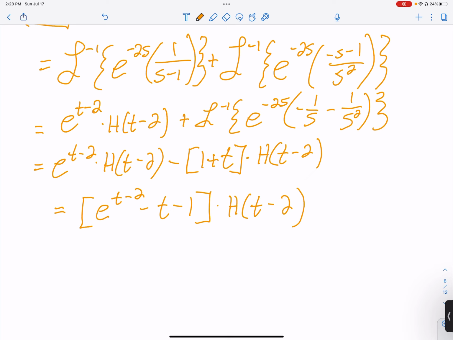All right, that is it there. We are working towards IVPs. The reason that we went through this whole translation theorem with the Heaviside was to eventually take the Laplace of a piecewise function, which is where we're leading next.